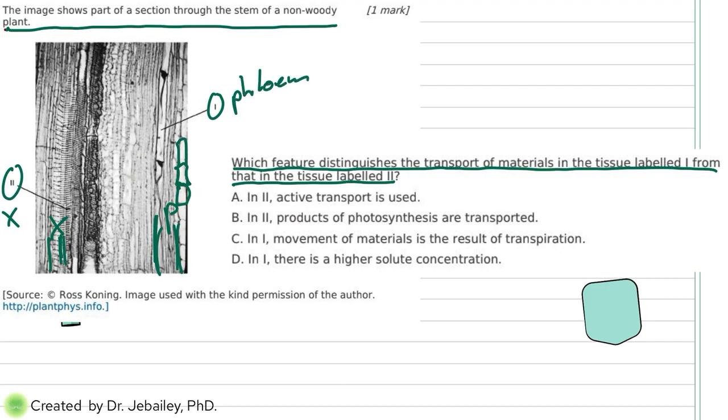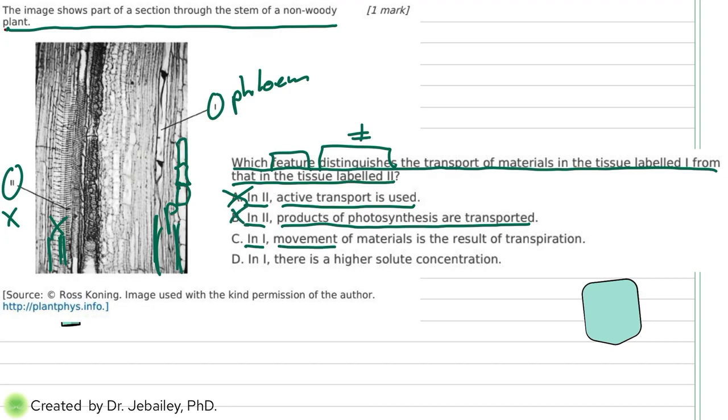Next thing we have to do is look at their features that distinguish. That means, what's the difference? What is it about them that makes them different? So A says in 2, which is xylem, active transport occurred. No, there's no active transport in xylem. In 2, products of photosynthesis are transported. Products of photosynthesis are sugar, and sugar is not transported in xylem. It's only water, so it's not this one.